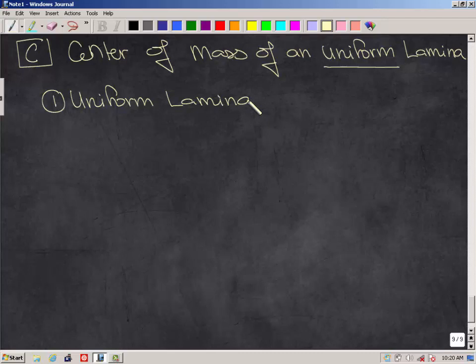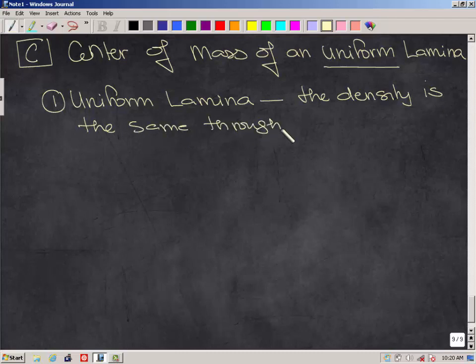Okay, what does that mean? That means that the density is the same throughout the lamina.